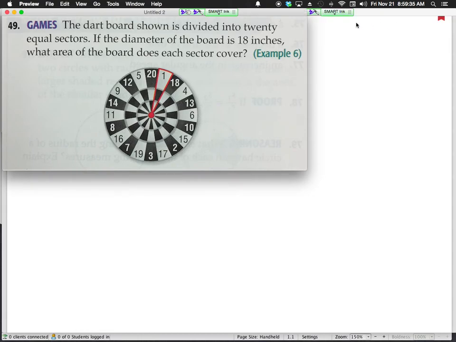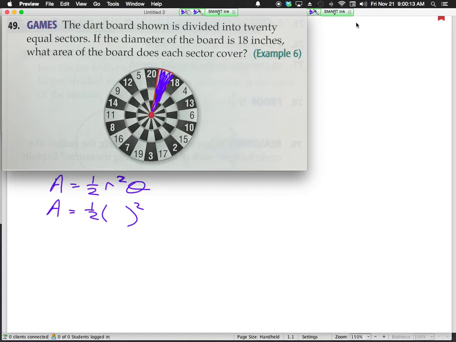Kind of an application problem on number 49. Says we have a dartboard shown is divided into 20 equal sectors. If the diameter of the board is 18 inches, what area of the board does each sector cover? So as you can see in red, we want to know how much area does each piece like that cover. If we're looking for area, we need area equals 1/2 r squared theta.